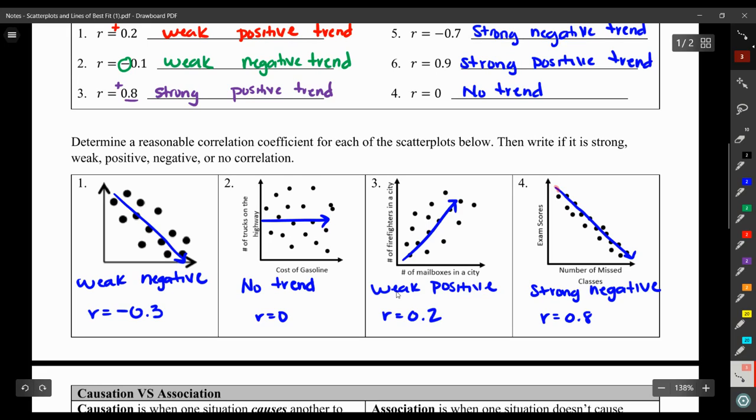And then for number 4, this is a negative for sure. And these are very, very close knit to that line of best fit. They're very tightly grouped together. So that would be a strong negative. And so again, this could vary. You may have negative 0.8, 0.9, 0.85, 0.75, as long as it's on the right side of that midway point of 0.5.